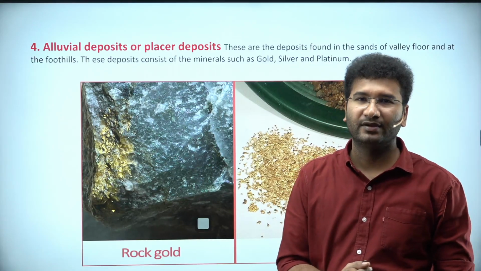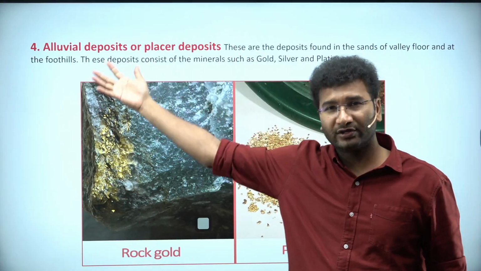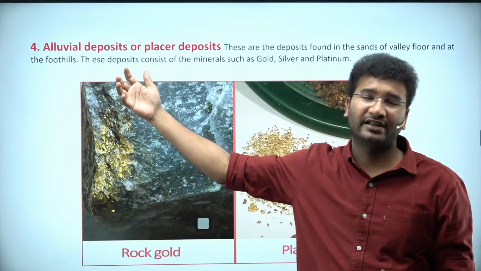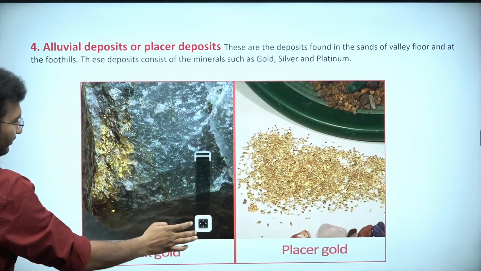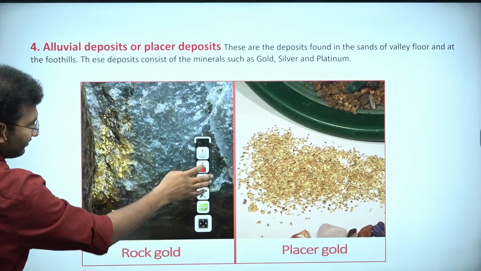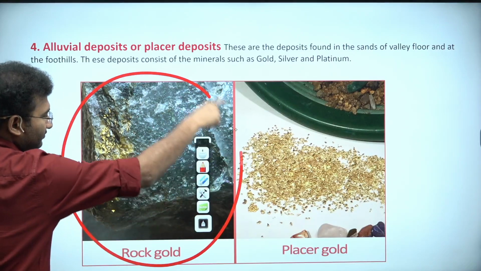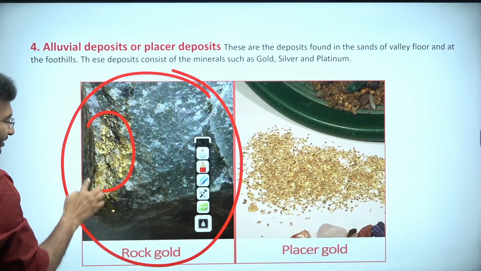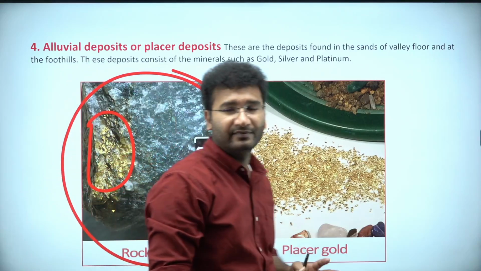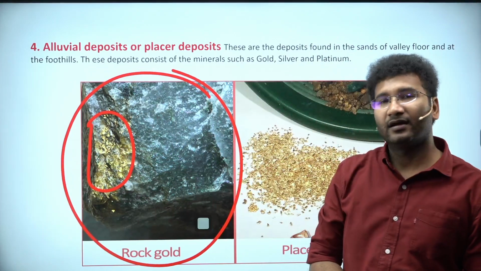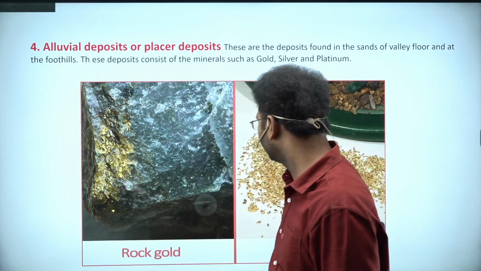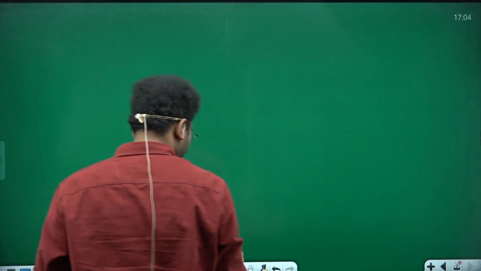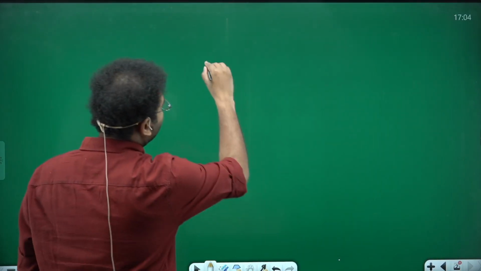Placer deposits means the source is somewhere else and the materials get deposited elsewhere. For example, what are these placer deposits? Placer deposits are nothing but, let's say this is a rock. In this rock, this part of the area is having gold, right? And let's imagine this particular rock is found in the Himalayas.